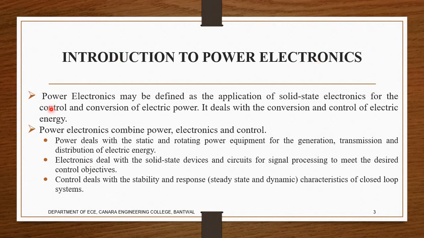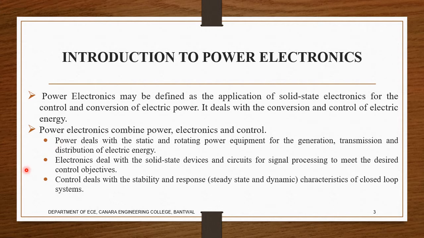Here both factors come in, V and I. So P is equal to what? P equals V into I. The flow of current, and also the amount of energy given to it, you can express in terms of V. Hence the term P equals V into I. Hence it deals only with the conversion and the control of electric energy.